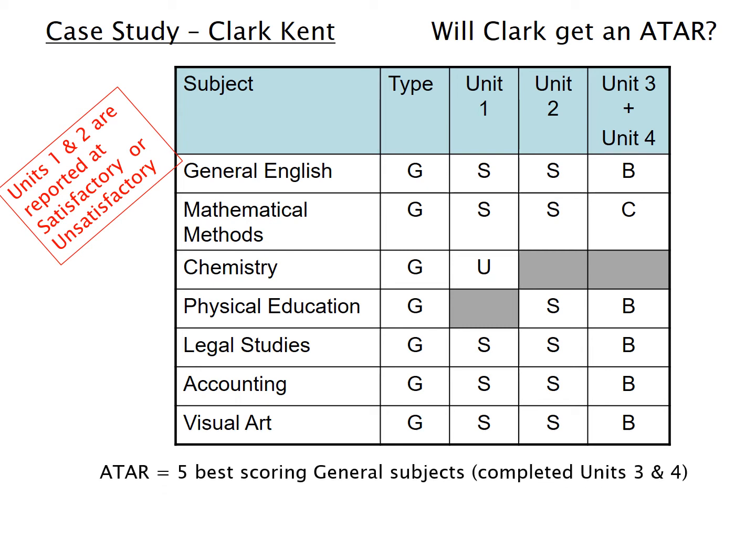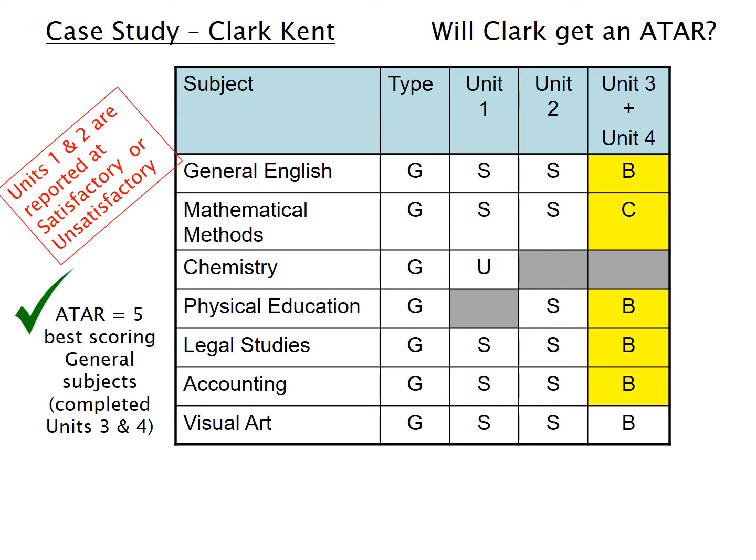So Clark does all general subjects. His ATAR will be calculated on his 5 best scoring general subjects in units 3 and 4. So they're the ones in the final column there with the letters A, B, C, etc. So looking at Clark, his 5 best scoring subjects there are now highlighted.